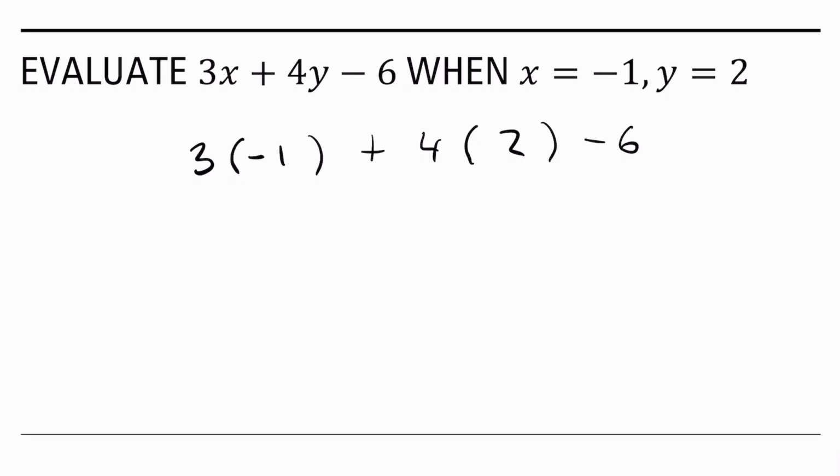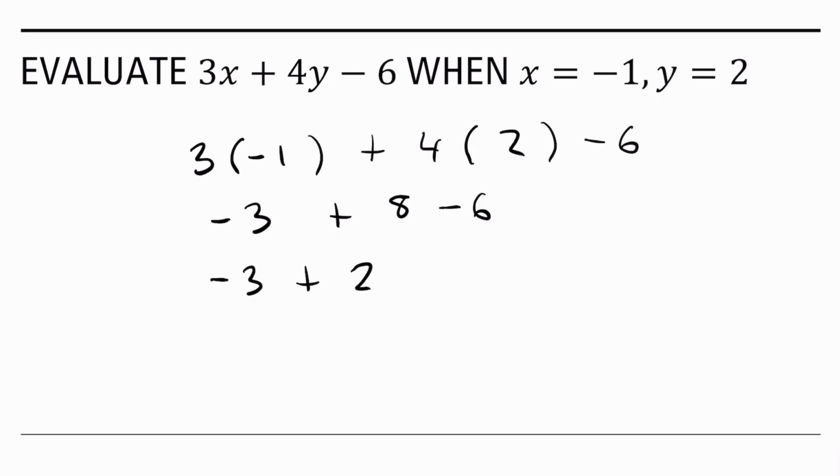Now we can just evaluate this. So 3 times negative 1 would be negative 3, plus 4 times 2 would be 8, minus 6. From here, you can evaluate this how you want. Maybe I would simplify this a little bit and say negative 3 plus, and then 8 minus 6 is going to be 2.